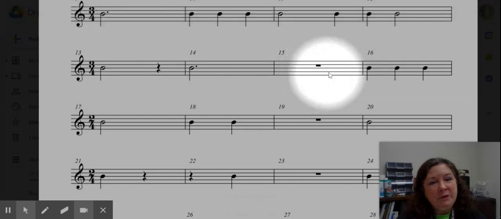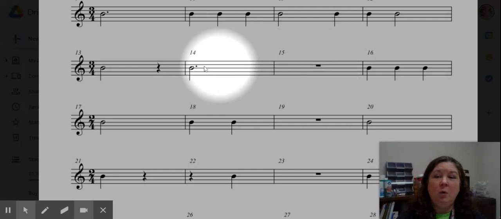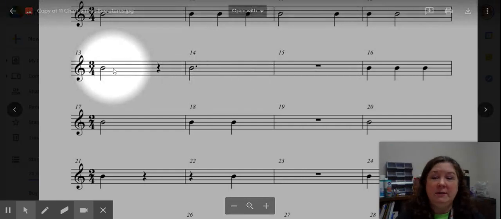Publishers will sometimes use the whole rest to indicate that we are going to rest for the entire measure. So in this case, we are resting for 3 beats, even though this is a whole rest. So we're still going to say our 3 counts of silence, and you're going to be just fine with that if we don't say 4. Let's go back to the beginning of the line and do this again.